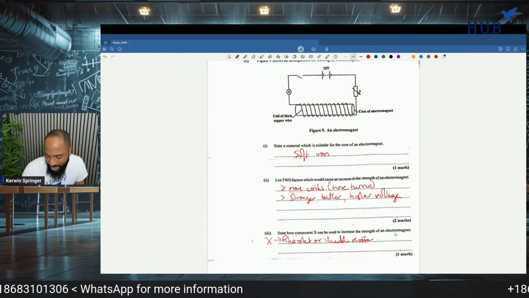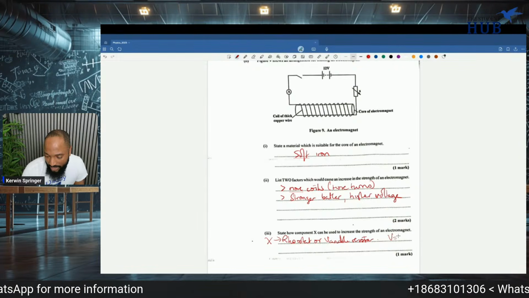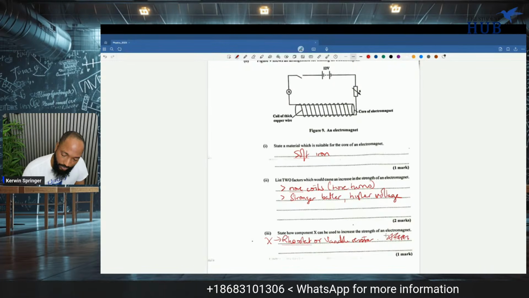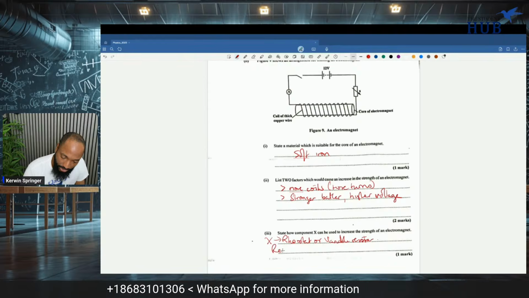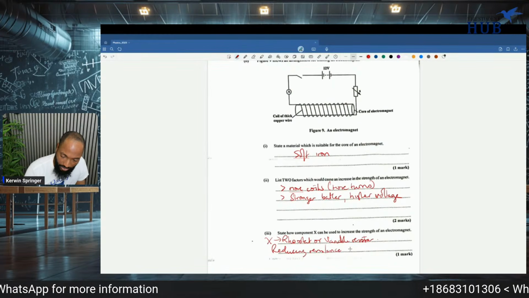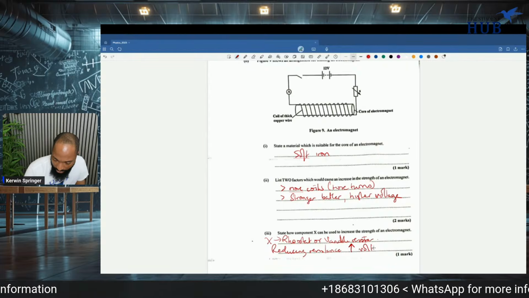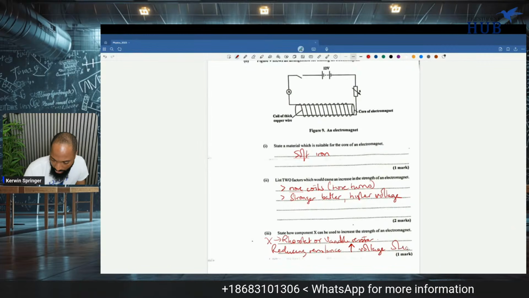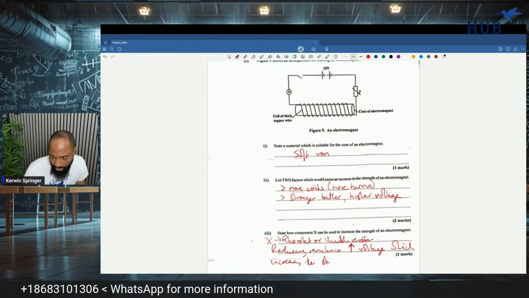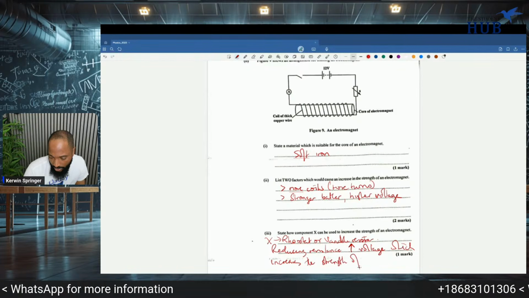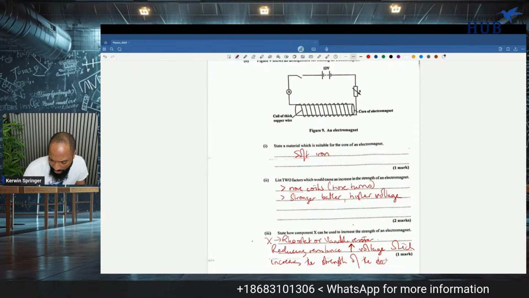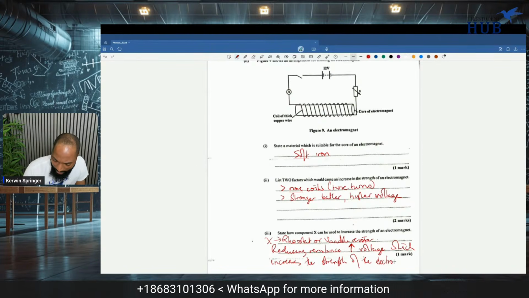There was only 1 mark, so I don't need to overdo it. But since V is equal to IR, reducing the resistance increases the voltage, which increases the strength of the electromagnet. That's all.